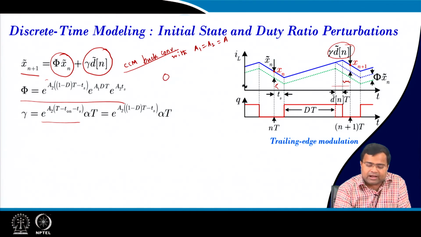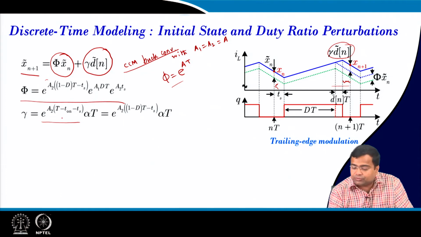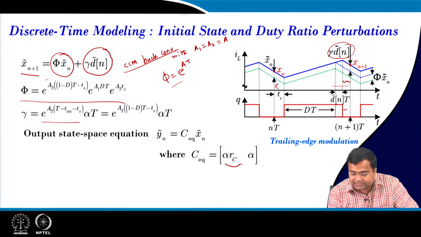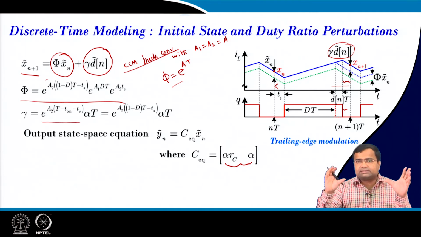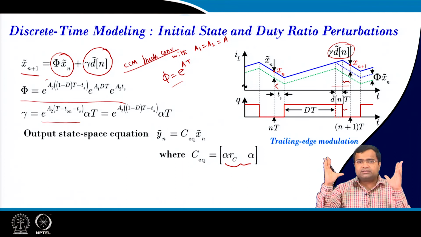So you will get phi equal to simply e to the power AT. That means this propagator is passed through the entire duration, but this only passed through this duration. So the overall output equation you can write C equivalent into Xn perturbation, and this C matrix for this case is common for buck, because there is no discontinuity in the output voltage.